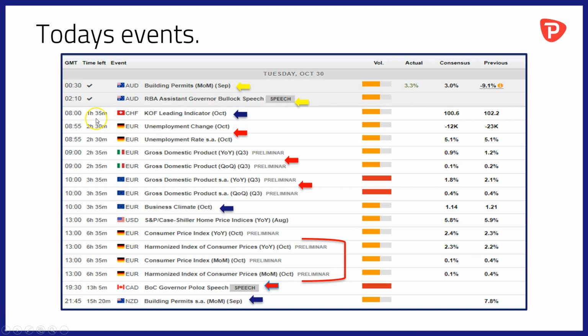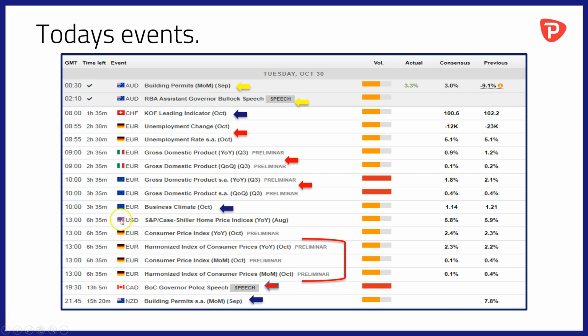To come at 8 AM GMT, we'll have leading indicators out of Switzerland for the month of October, and that'll be followed at 8:55 by German unemployment rates for the month of October. At 9 AM we'll have gross domestic product for the third quarter out of Italy, and that'll be followed an hour later by the GDP for Q3 out of the wider Eurozone, and accompanied by the business climate data for October for the Eurozone as well. So a real chance to look at how the European economy is performing.